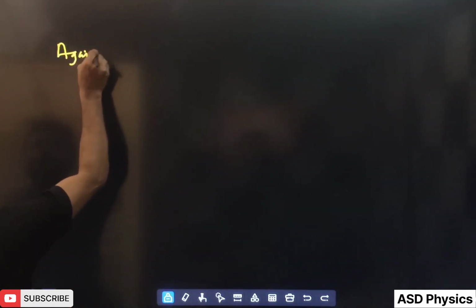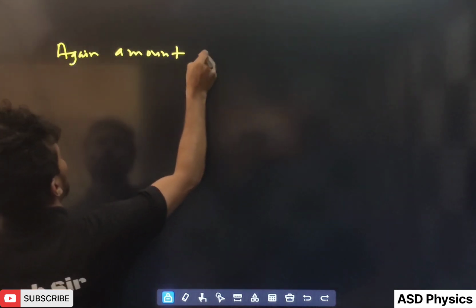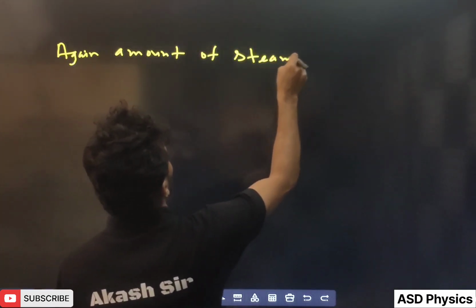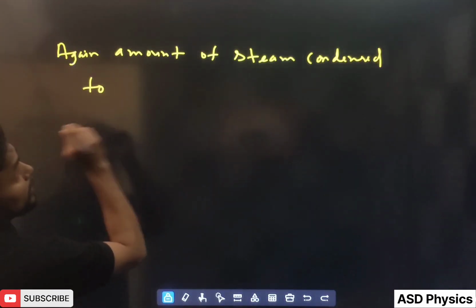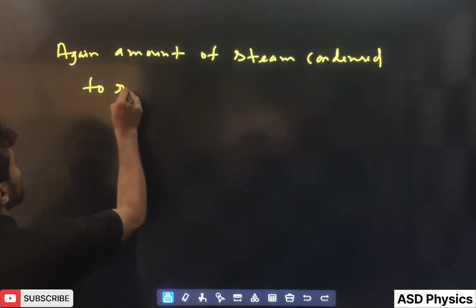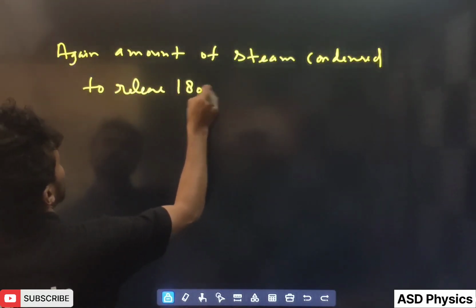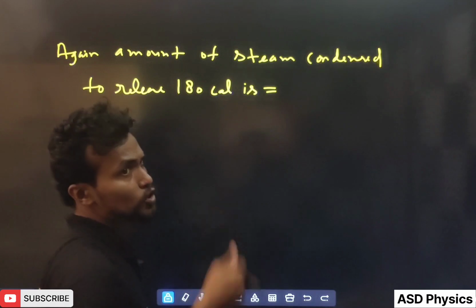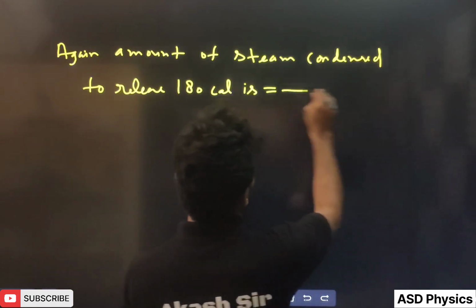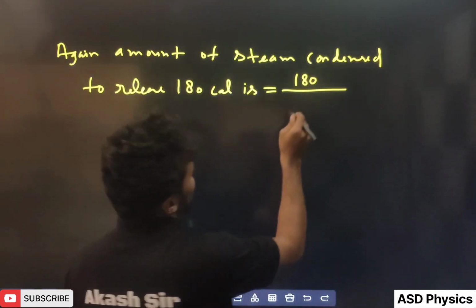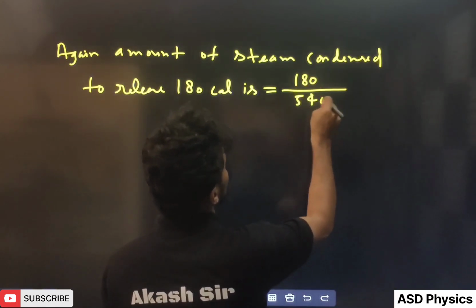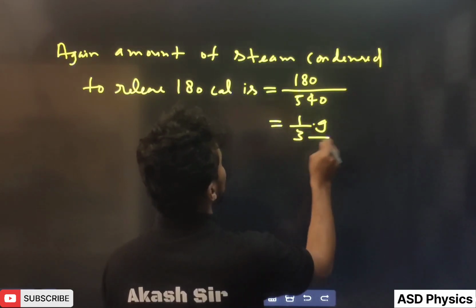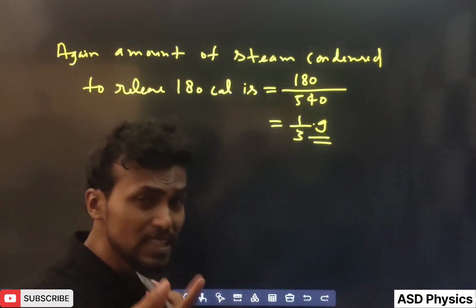So we'll write here, please. Again, the amount of steam condensed to release 180 calorie is how much? You know Q equal to mL. So M equal to Q by L. How much do we need? 180. And again I'm telling, M equal to Q by L. This is Q and this is L, 540. That means how much is coming here? This will come here 1 by 3 gram. That means only 1 by 3 gram of steam will condense.